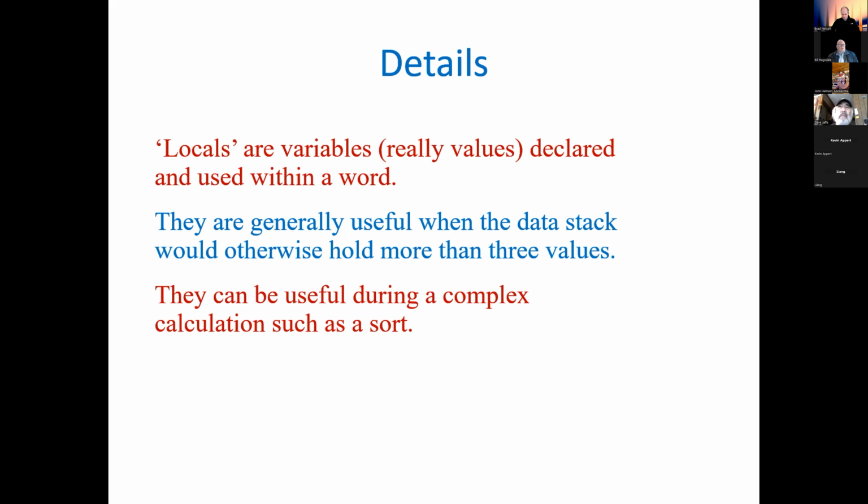So a local variable is a variable that exists within one word only. And it's a way to offload stacked values into local variables so that you can access them by name rather than by their position on the stack. And the most common usage is if you have more than 3 values coming on the stack within either input or within a word, locals are valuable.